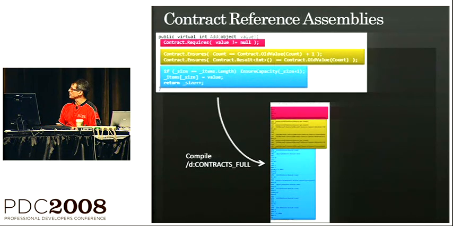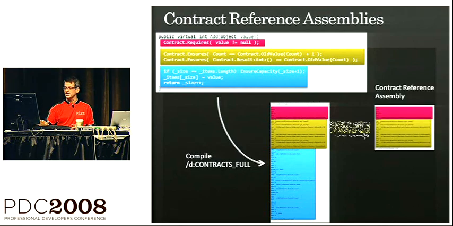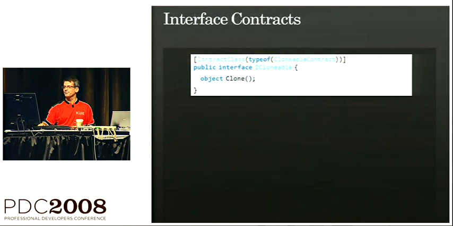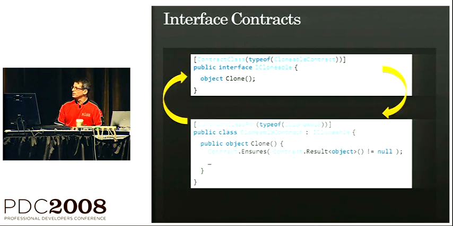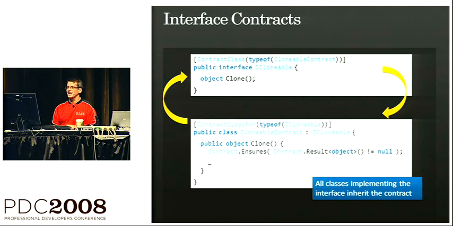And it shouldn't be any surprise how we do that, since I showed you we can do all this fancy binary rewriting. If we take that assembly that has all the contracts in it, the reference assembly is one where we just preserve the contracts and throw away the code. This works even for interfaces. Here's a simple interface that has a method. There's no place to put the contract. Interface methods can't have bodies. But we allow you to write the contract in a class whose existence is there only to hold the contract, use some attributes to link the two up, and now our tools can recognize that as the contract for that interface, and all of the classes implementing the interface will inherit that contract.